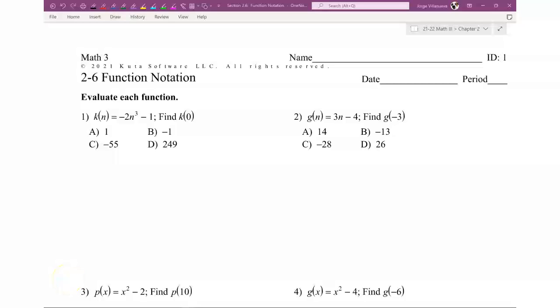All right, so today we are doing section 2.6, which is called function notation.